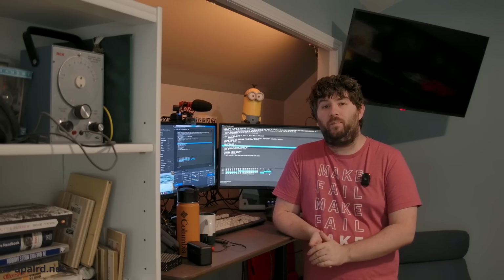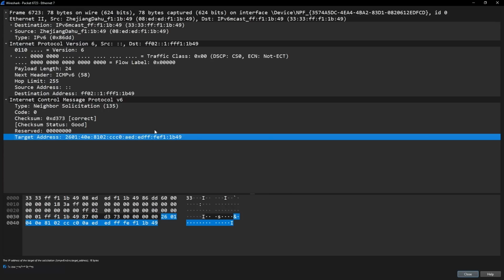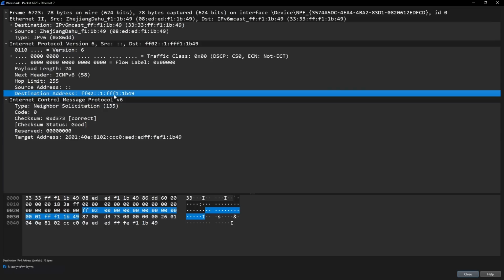Where does the rest come from? As I mentioned back in the ICMP chapter, this is called a solicited node multicast address. Essentially, if any node has a unicast address, it also has to subscribe to a group which contains the last 24 bits of its unicast address as a multicast. This guy's unicast address ends with F11B49. So he took that and put it at the end of the multicast group, F11B49. Then he prepended it with FF02::1:FF to get his multicast address. So this is the solicited node multicast.